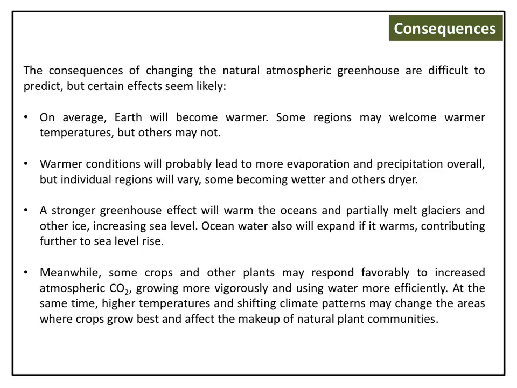The consequences of changing the natural atmospheric greenhouse are difficult to predict, but certain effects seem likely. On average, Earth will become warmer. Some regions may welcome warmer temperatures, but others may not. Warmer conditions will probably lead to more evaporation and precipitation overall, but individual regions will vary, some becoming wetter and others drier. A stronger greenhouse effect will warm the oceans and partially melt glaciers and other ice, increasing sea level. Ocean water also will expand if it warms, contributing further to sea level rise.